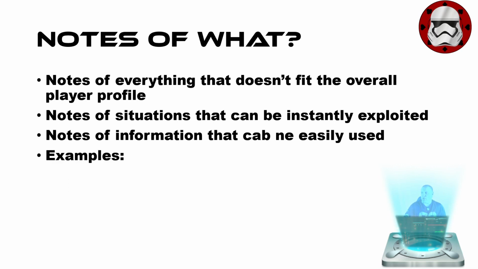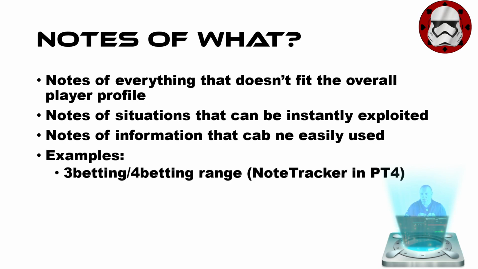So examples of situations or things that I like to make notes of: 3-betting, 4-betting range. And this is where Poker Tracker 4 is handy, because there's a tracker extension that you can set to make automatic notes. So every time the opponent 3-bets or 4-bets and the hand goes to showdown, it marks down the preflop hand. So then when you gather information, you can easily see what hands he has 3-bet or 4-bet, so you can make assumptions of his range.